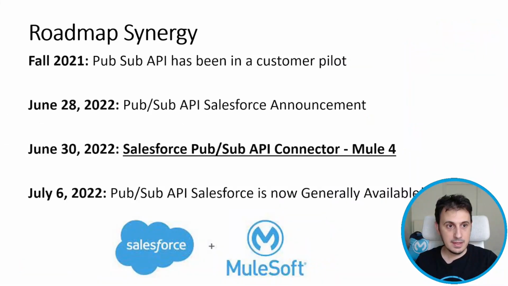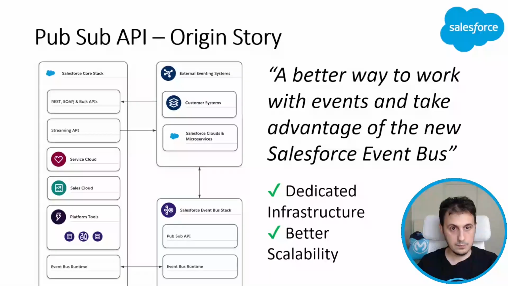Okay, about the roadmap, in the fall of 2021, Salesforce launched a customer pilot. Then two weeks ago, we had the announcement of the Salesforce Pub Sub API. And two weeks ago, we had both the Salesforce Pub Sub API connector for Mule 4 and the general availability of the Pub Sub API in Salesforce.